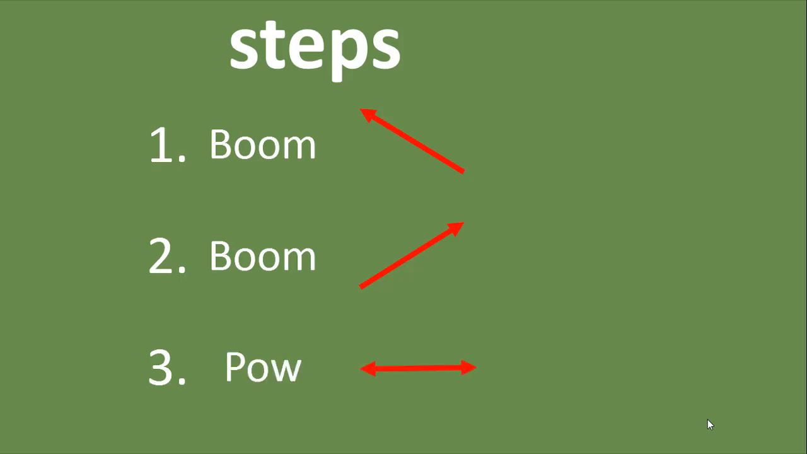Let's review the steps. Boom! Multiply diagonally to the upper left. Second is boom. Multiply diagonally to the upper right. And the third is pow, which is you have to multiply horizontally. And there you have it! Just remember the actions of boom, boom, pow! And you will nail your test.